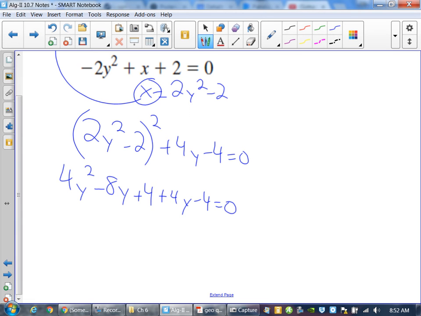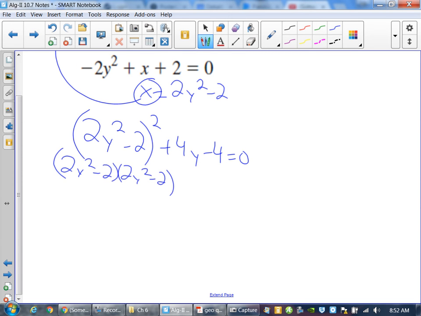I didn't write that out, so let me just write it out. You have 2y squared minus 2, 2y squared minus 2. Do you guys remember the rule when you multiply exponents? What do you do with the exponents? Add them together. Then we have minus 4y squared, so it becomes minus 8y squared. I forgot the power there. And then plus a 4, plus 4y minus 4 is 0.